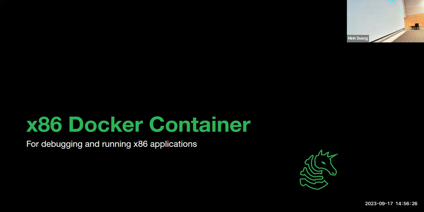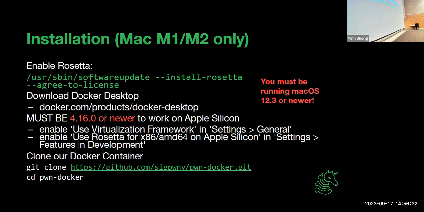This will work for both Windows and Mac, but it's mainly for Mac users. Because the Mac can't run x86 natively, you're going to have to enable Rosetta, which is a software translation layer that allows you to translate instructions to have x86 binaries run on Mac. So you're going to run this install Rosetta command, and then you're also going to want to download Docker Desktop for Mac.